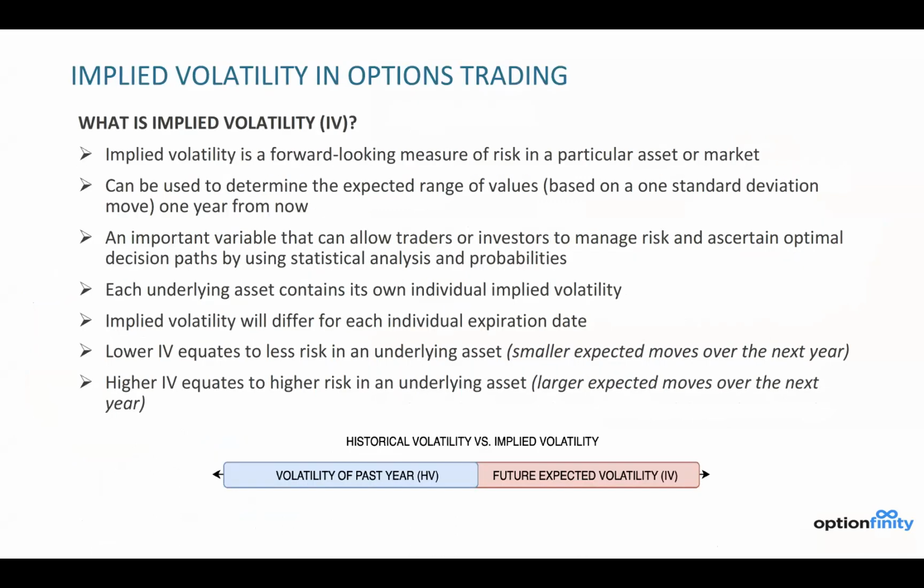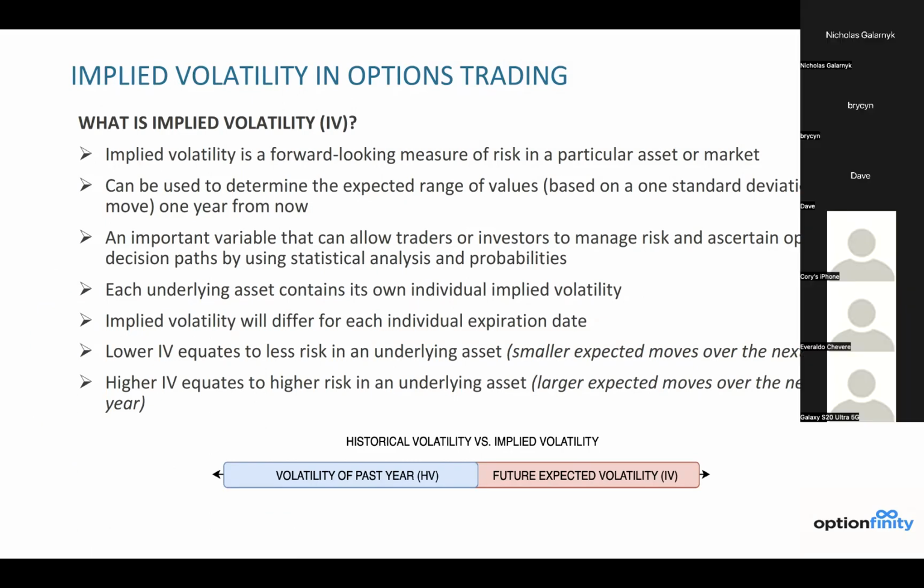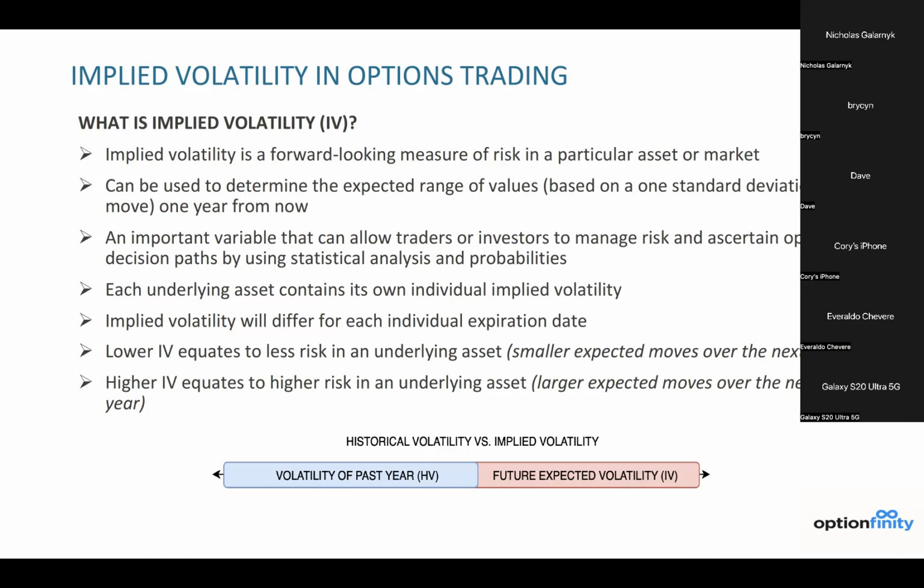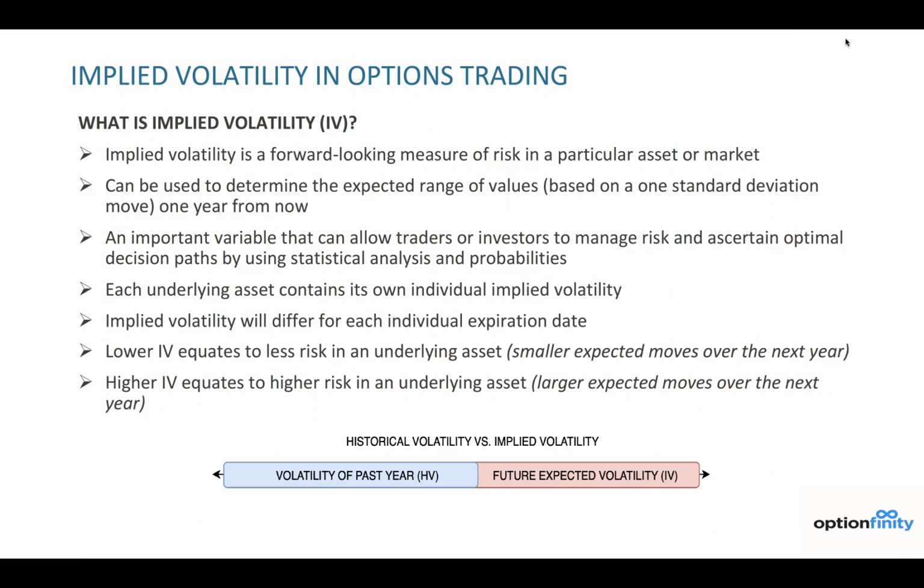So implied volatility is probably the most important topic in option trading that a lot of people overlook. And the reason is that it's quite complex. Now, what is implied volatility? Well, it's a forward-looking measure of risk in a certain asset or market.